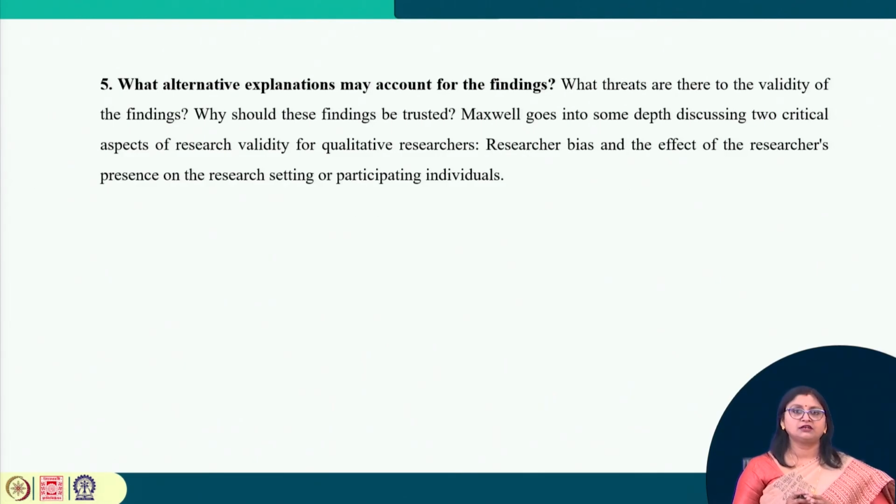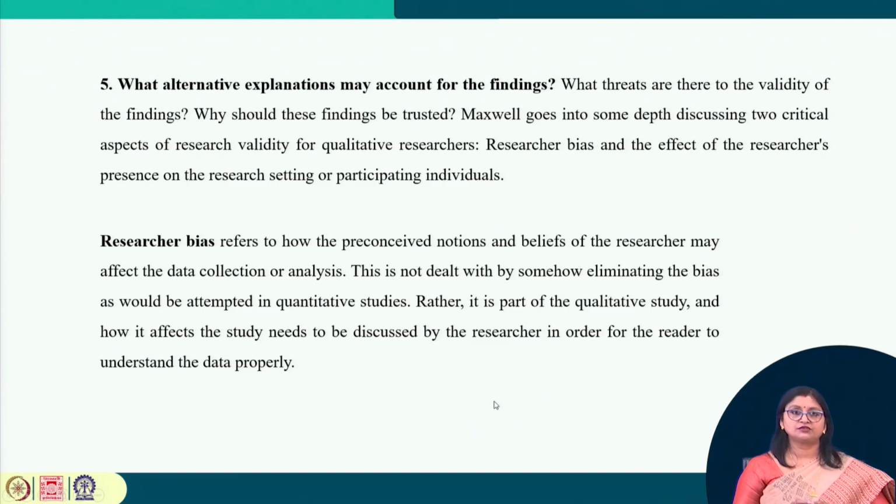The fifth one is what alternative explanations may account for the findings. What threats are there to the validity of the findings? Why should these findings be trusted? Maxwell goes into some depth discussing critical aspects of research validity for qualitative research: researchers' bias and the effect of the researcher's presence on the research setting or participating individuals. So, researchers' bias, due to the presence of the researcher's influence, may change the findings or results of the study.